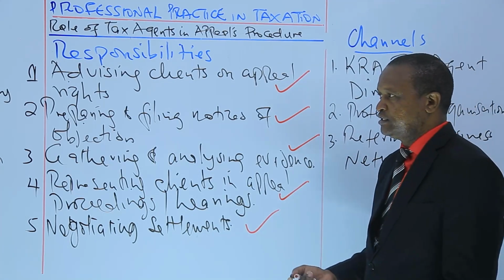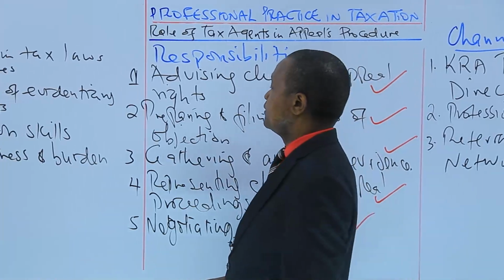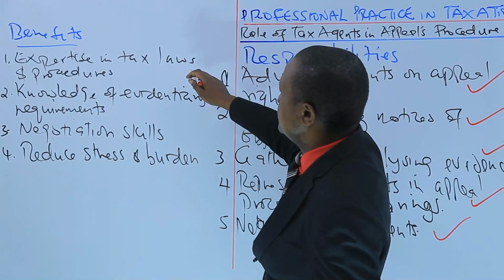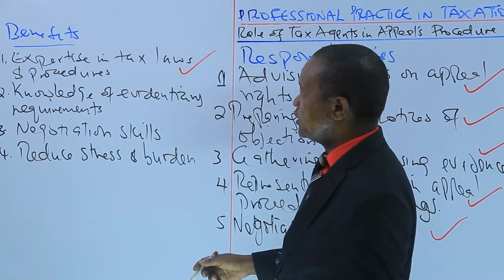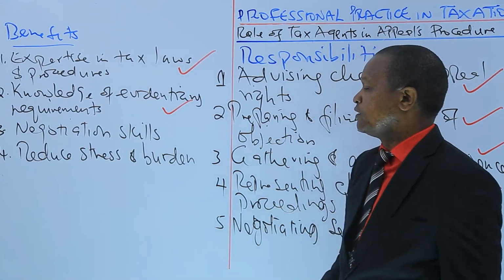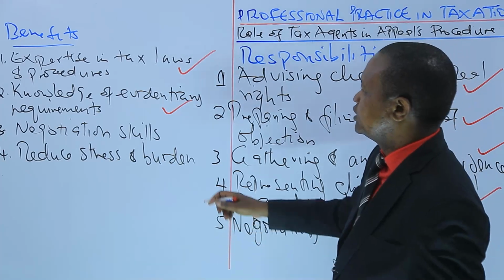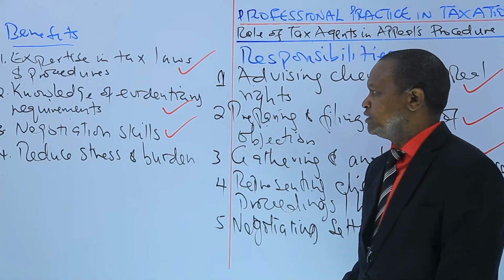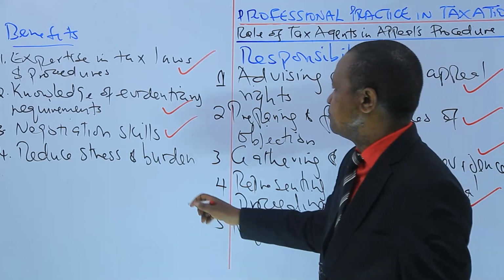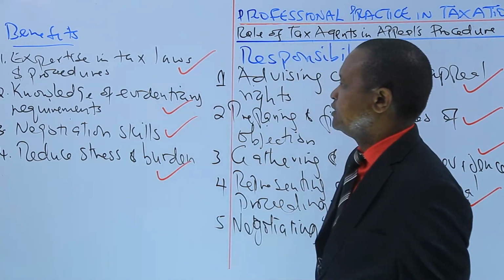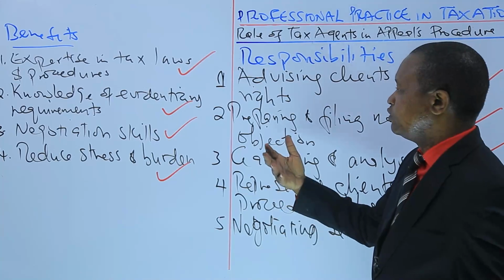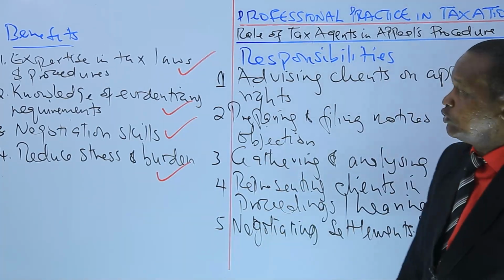We further highlighted 4 benefits of using tax agents in tax appeals. The first benefit is related to their expertise in tax laws and procedures. Their knowledge of evidentiary requirements may also be advantageous to the appellants. Their negotiation skills may come in handy when negotiating for settlements. They also help the taxpayers to reduce stress and burden. They shoulder the burden of preparing and going through the hearings until the determination of appeals.